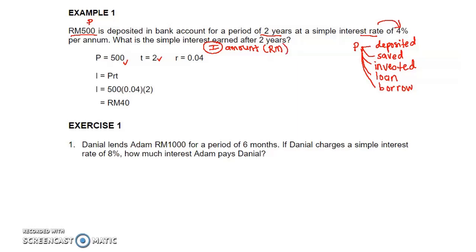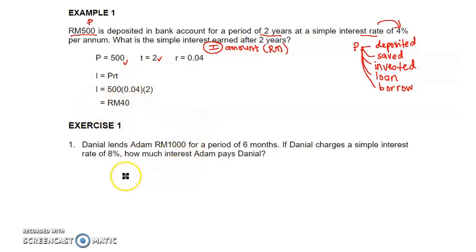So how do we calculate simple interest? I equals PRT. So 500 multiplied by 4% multiplied by 2, then we get 40 ringgit. So if you save money in a bank for a period of 2 years with a principal of 500 ringgit and the rate of interest is 4%, after 2 years you will get interest of 40 ringgit. Meaning in your bank account you will have 540 ringgit.